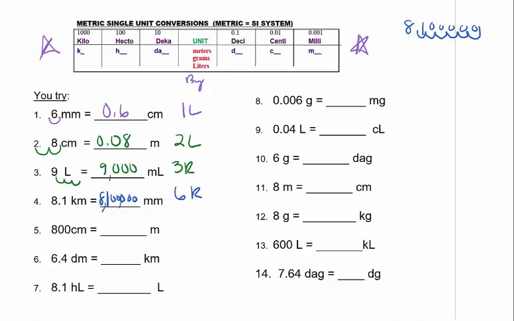Number 5, we're going from centimeters to the meters. And remember, centimeters to meters, we're going to the left, 1, 2. So 2 to the left. So the decimal place, if it's not listed, is always assumed to be at the end. And we move it 2 places to the left, which gives me 8.